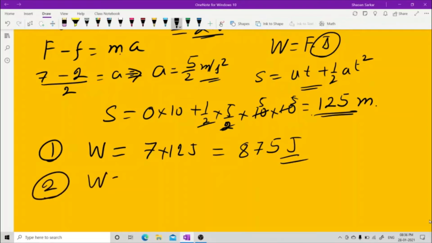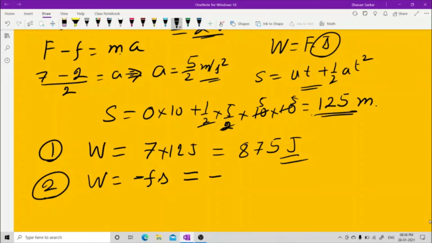Second, work done by friction. How much is friction? The work done by friction will be negative, because the distance is going in this sense and the friction is in this direction. Friction and the distance are opposite to each other. So let's rub this out now, and we will get this equal to minus.